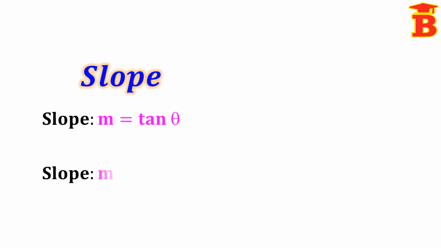Let us learn about the slope of the straight line. Slope formula: m equal to tan theta, and another formula: m equal to y2 minus y1 divided by x2 minus x1.